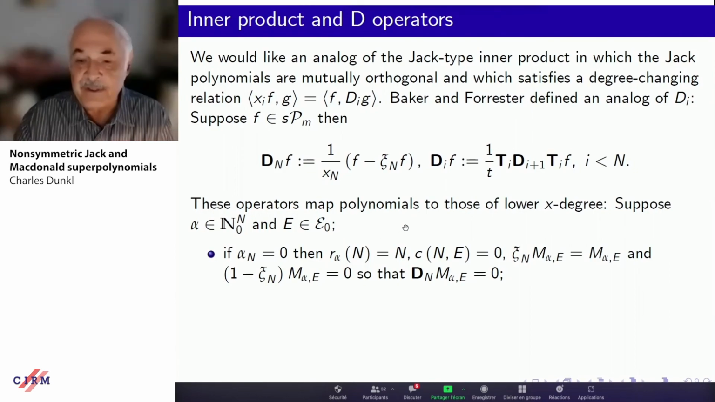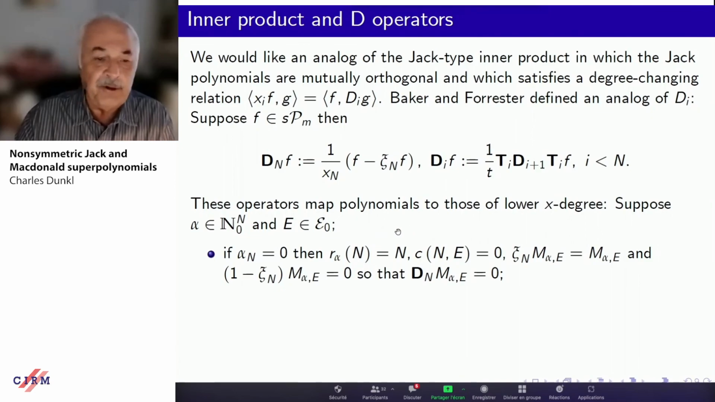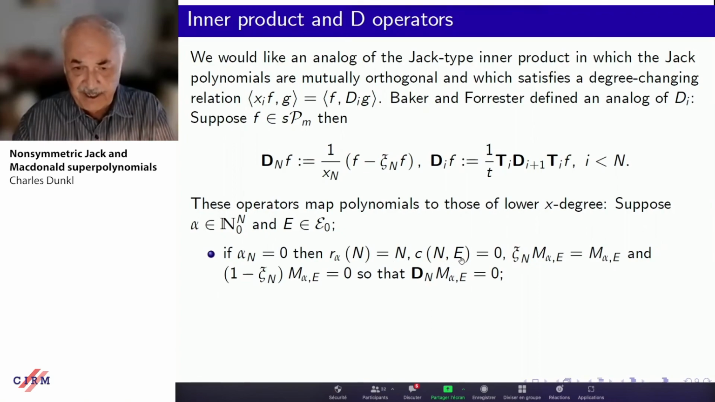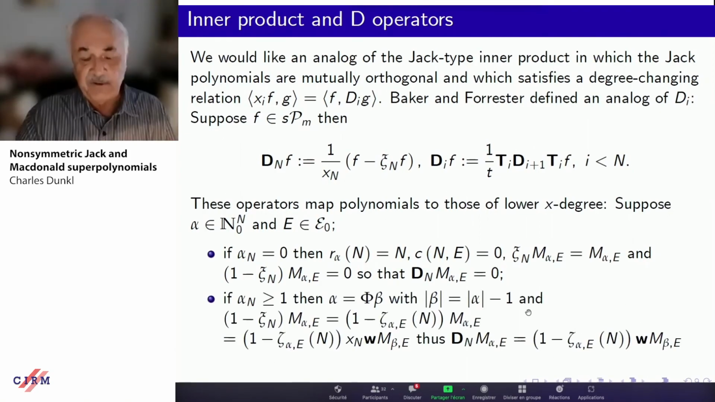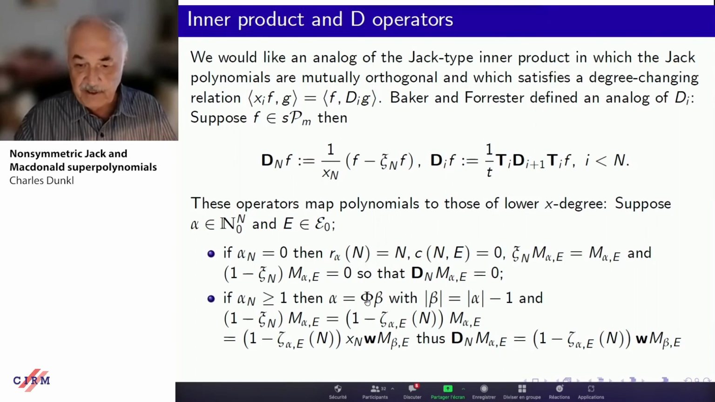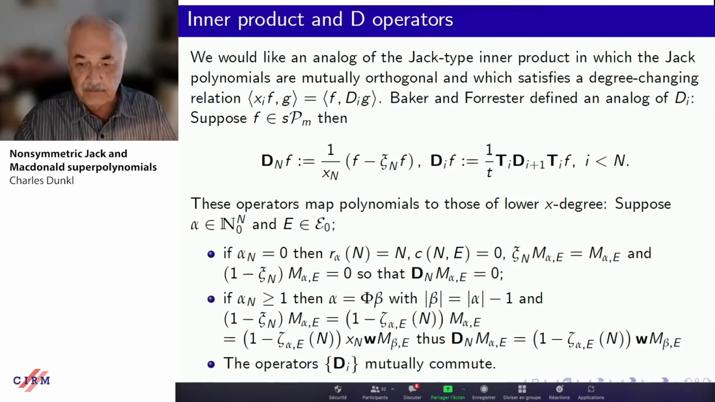Here's sort of a proof depending on the existence of the Macdonald polynomials. If alpha n is 0, then the rank is n, it sits in the top box, the content is 0, so the eigenvalue is 1 and it disappears. If alpha n is greater than or equal to 1, then use the affine step to show that d_n m alpha e is a transform of w m beta e, because alpha is shifted in the other way. The d's commute.